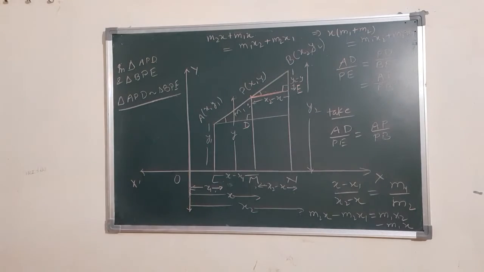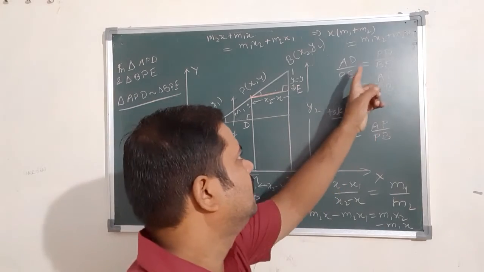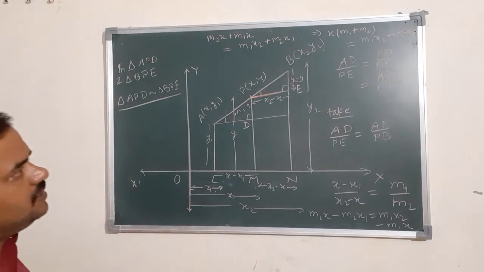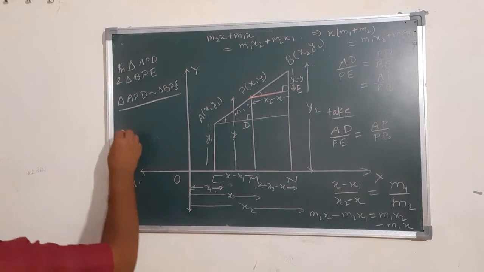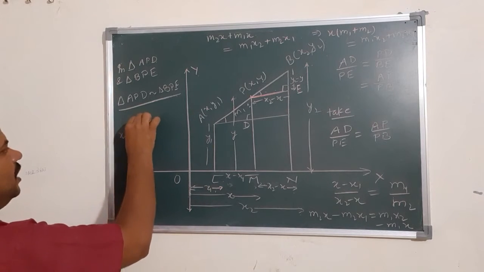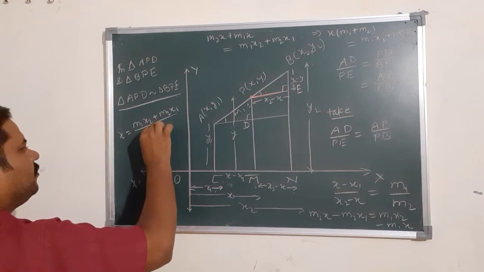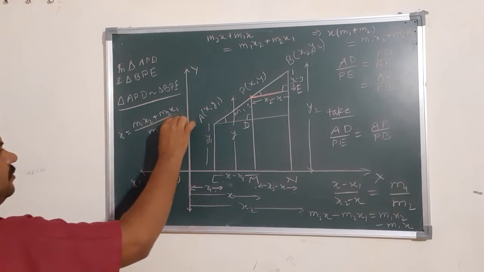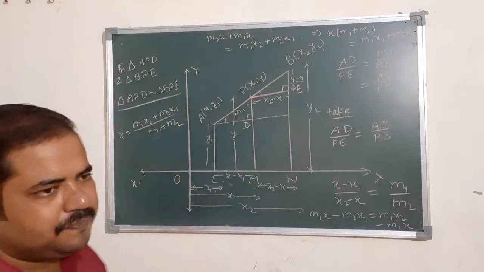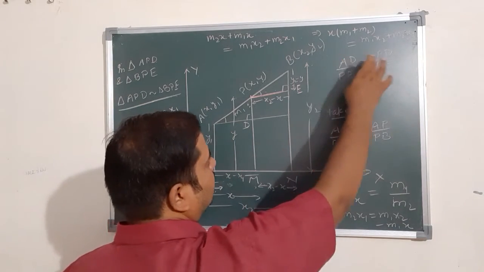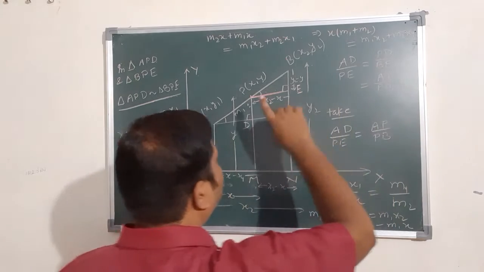Similarly, for the second ratio, if you consider PD upon BE is equal to AP upon PB, you will get the second result. So the first result is nothing but x is equal to (m1 x2 plus m2 x1) divided by (m1 plus m2). Okay, so here you understand, if you consider PD upon BE, PD is what?